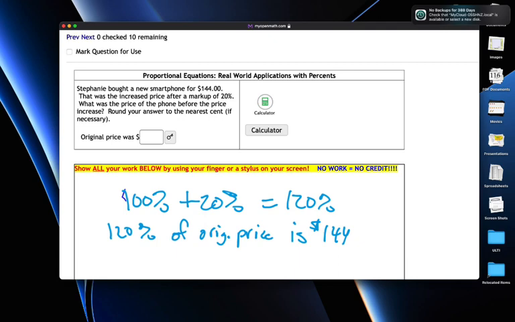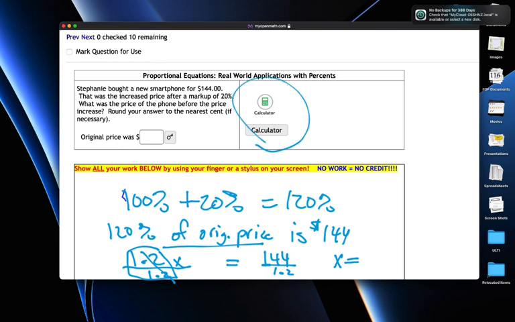So 120% as a numeric value is 1.2. We don't know the original price, so we'll use a variable for that, and that is supposed to be equal to $144. That's a simple one-step equation. If we divide both sides of that equation by 1.2, and we were trying to make 1 right there, and we did that. And so now we can easily, using the calculator right here, figure out what that original price was.